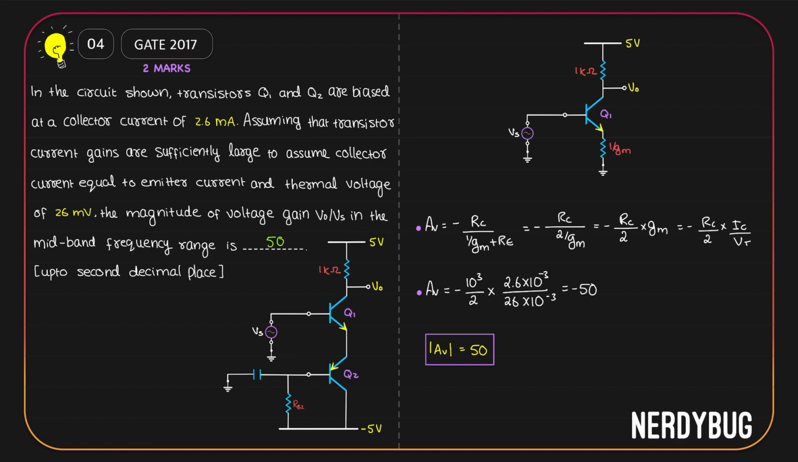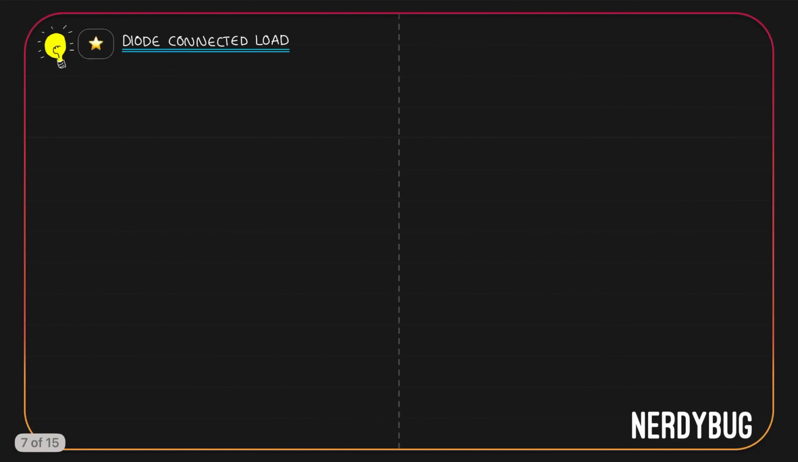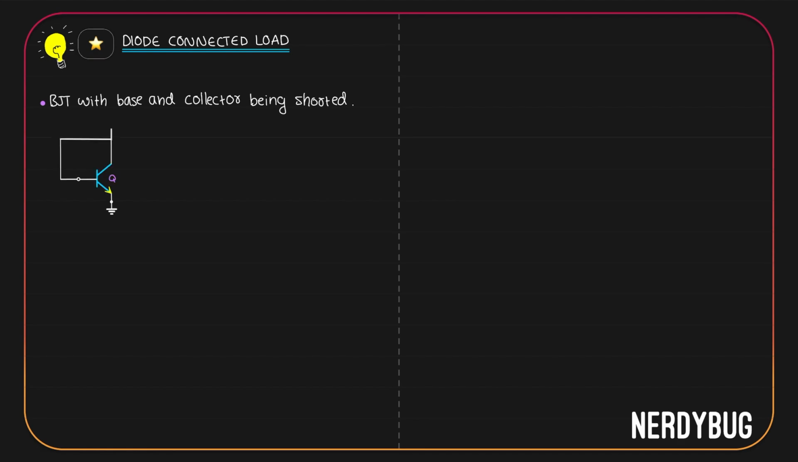Before we go to the next problem, I want to discuss something called diode connected load. It is basically a BJT with its base and collector shorted. Something like this. I have taken an NPN transistor. If I draw the small signal model of this connection, this is how it will look like.